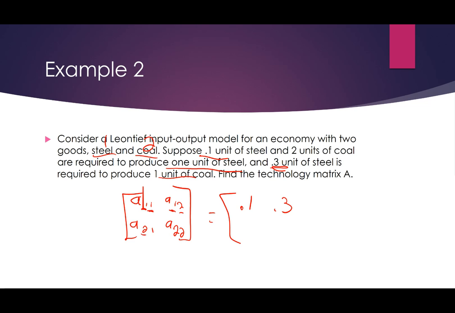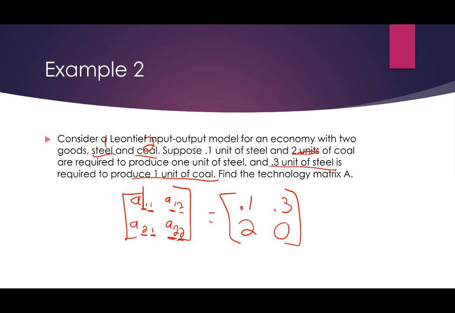Now A21 is how much coal to make steel. So it's 2 units of coal to make a unit of steel, as we can see outlined there. And then the last one is A22, which is how much coal to make coal. Now, if you look at this, there is no coal needed to make coal. It says 0.3 units of steel is used to produce 1 unit of coal. It doesn't say any coal is used in that process. So 0 coal is needed, apparently.